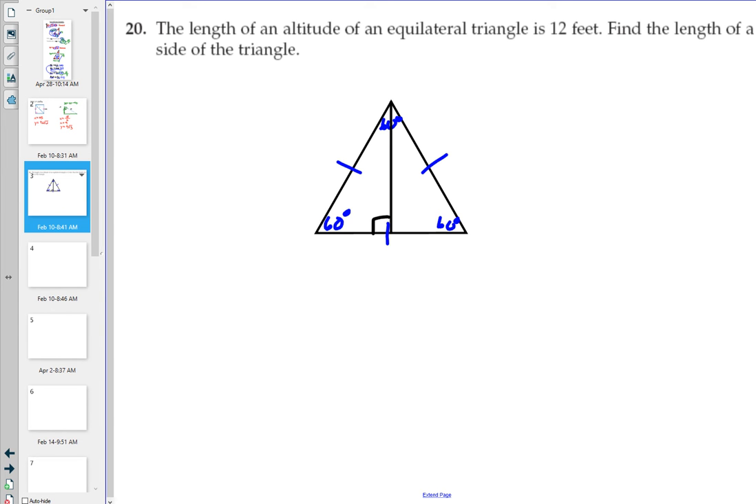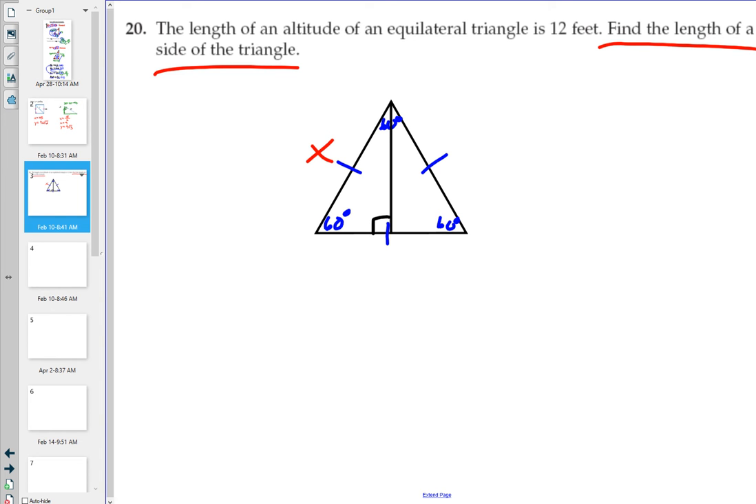So now what I have is, let's just call you, I always like it when they define the variable for you, but they haven't, so let's decide to call, what are we looking for? We're looking for the length of one of the sides of the big triangle. By drawing that altitude, what have we now created?